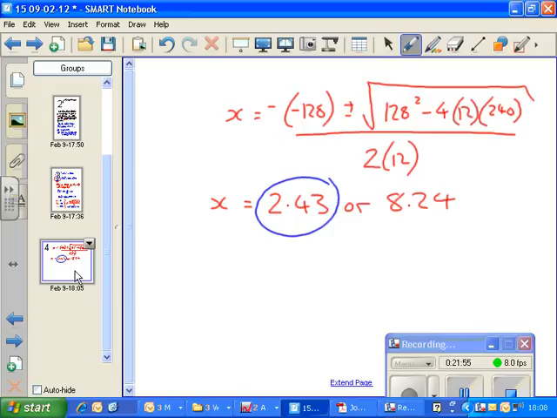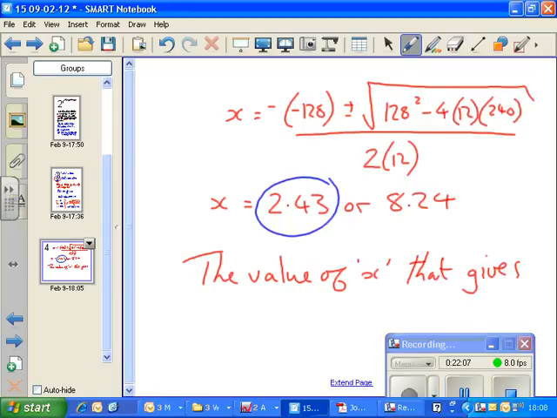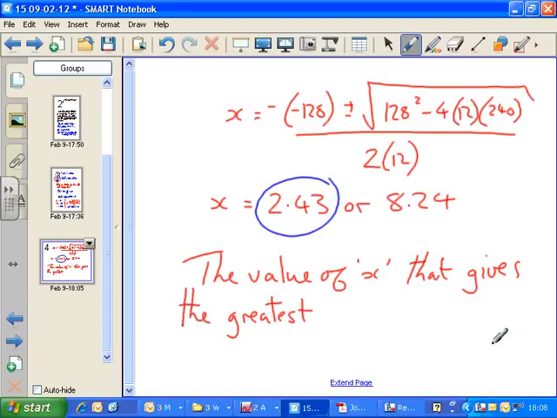So the value of x that gives the greatest volume is 2.43 centimetres. So can we find that volume?